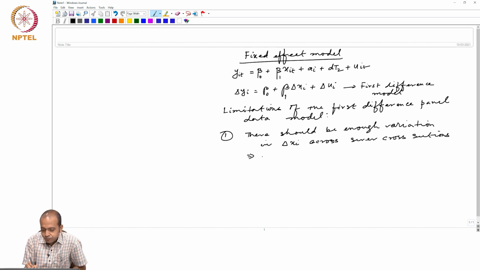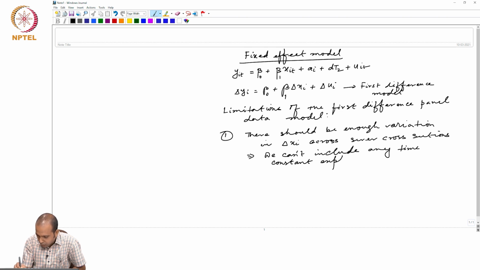So, to have enough variation in delta xi, we cannot include any time constant explanatory variable in our model, because if there is any time constant variable, that will get eliminated along with this ai while taking the first difference.